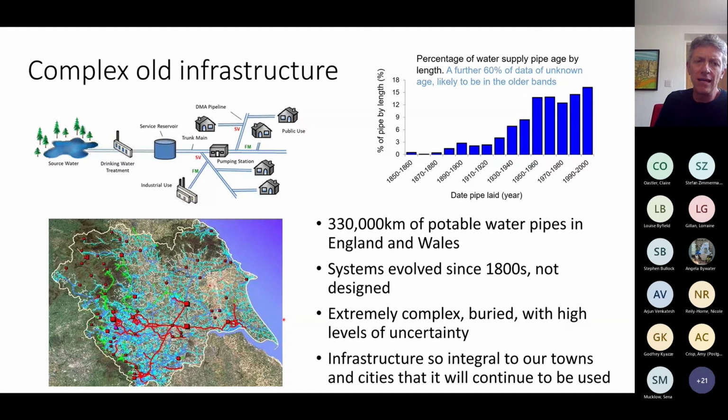The figure from a database for England and Wales combined is, if you were to put all of that pipe end on end, you get around 330,000 kilometres. So that, if you were to stick it end on end, would just about get you to the moon's orbit. So us moving water around just England and Wales is equivalent to getting water to the moon, which is quite an incredible feat. That's what we do all the time, totally taken for granted.